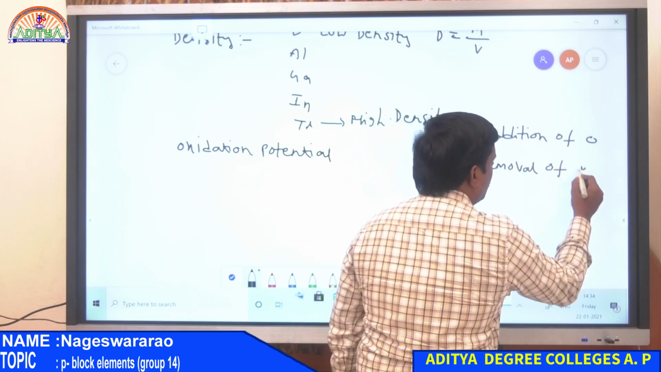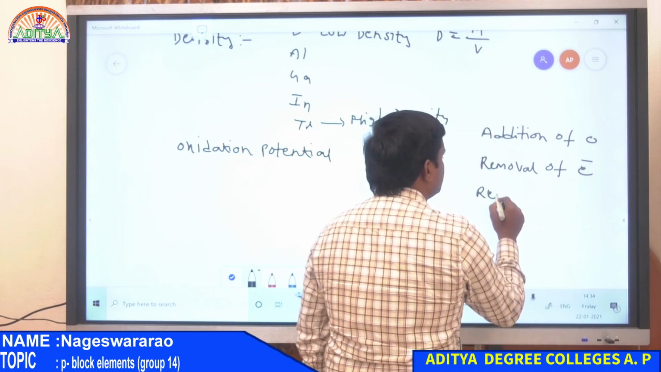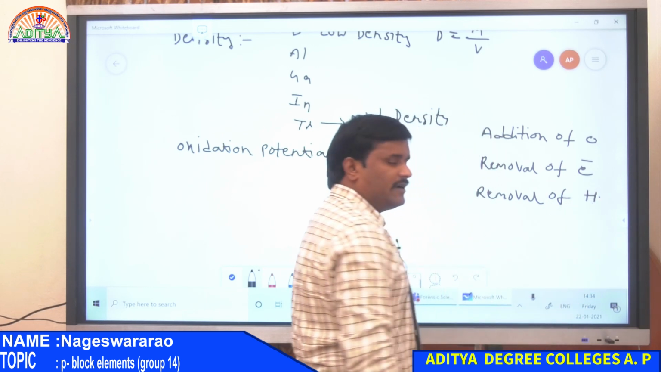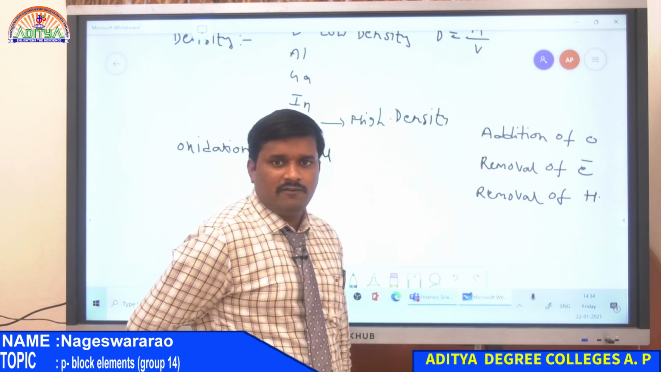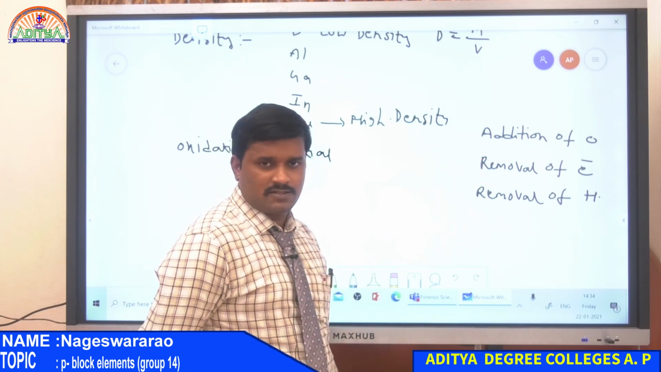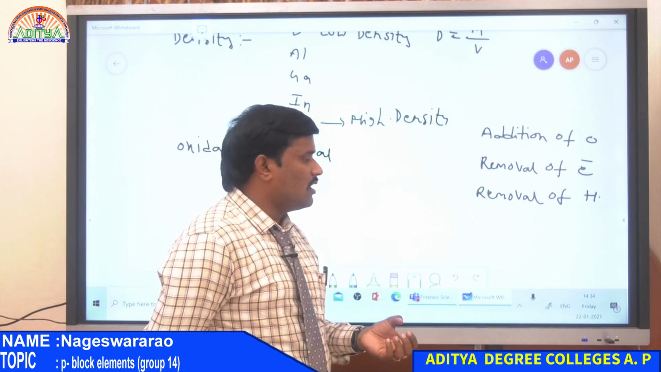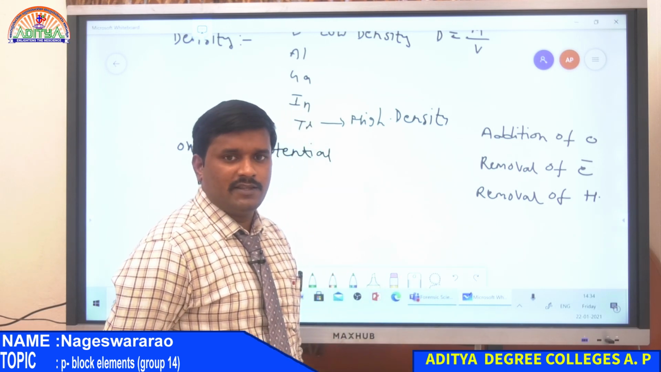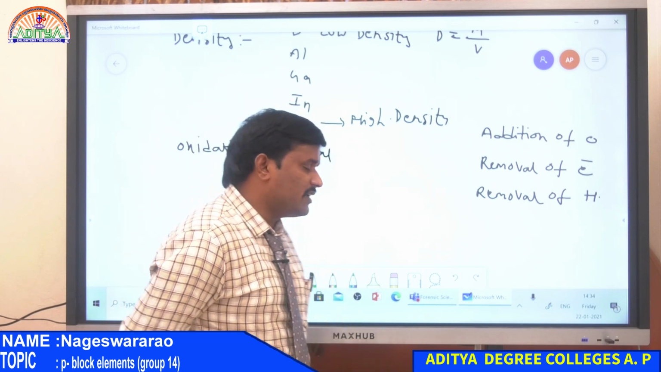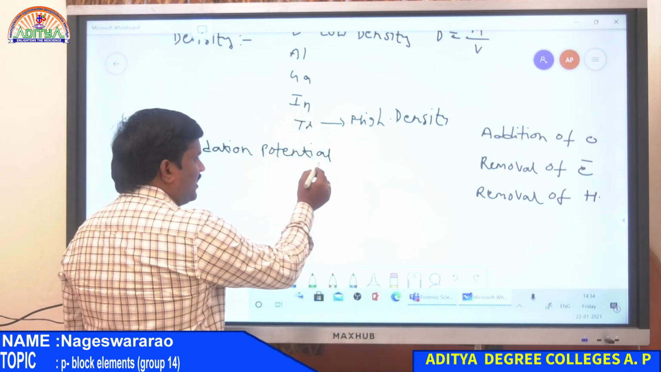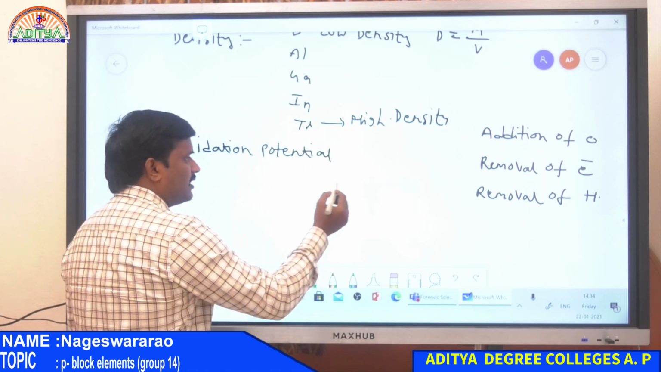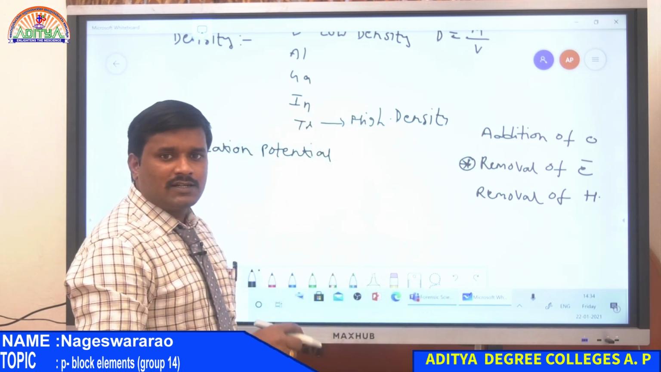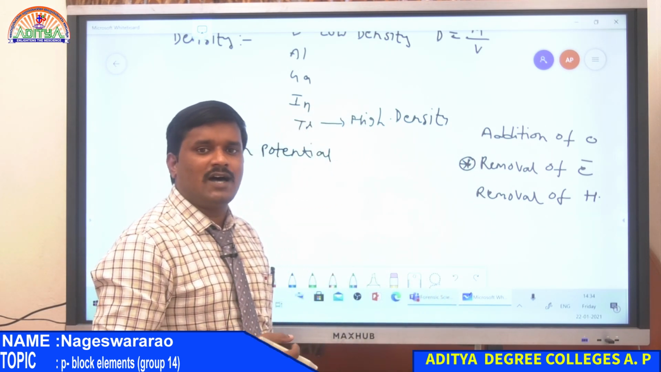Removal of electron or removal of hydrogen. So all these are definitions for oxidation. Whenever an element undergoes oxidation, it means either addition of oxygen, removal of electron, or removal of hydrogen takes place from the element, then it is nothing but oxidation. So here, the tendency of an element to undergo oxidation. Oxidation is nothing but removal of electron. Whenever one electron is removed from the element, it undergoes oxidation.